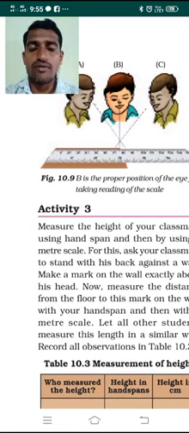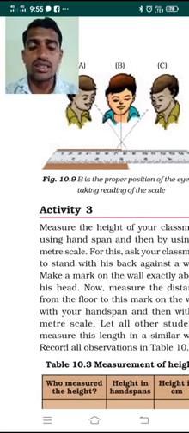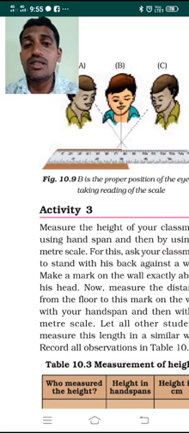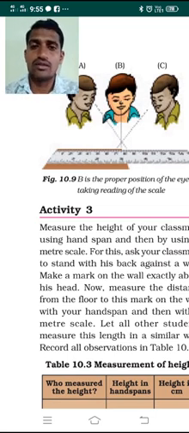Whenever you are taking the measurement, you must not see the scale from the sides. The position of the eye gives an incorrect measurement. Whereas the position B is the correct position of the eye for taking the reading of the scale.